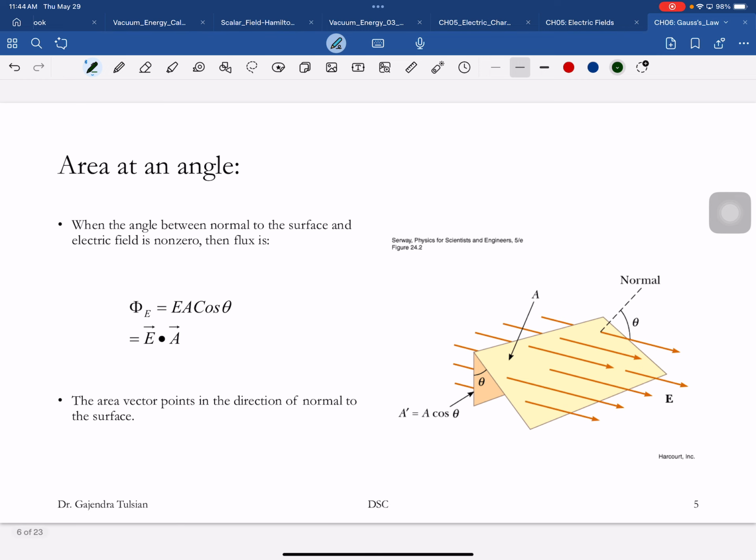Now we have the technology for Gauss's law. So the electric flux through an area is E dot A. You can see that the flux through this area, even though this is a larger area, is the same as the flux through this area, which is a smaller area.